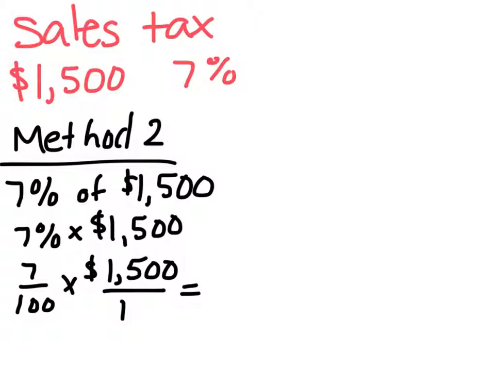See, we can divide 100 by 100 to get 1, and 1,500 by 100 to get 15. Now we multiply 7 times 15 to get $105. Both techniques work. Use whichever one works best for your brain.